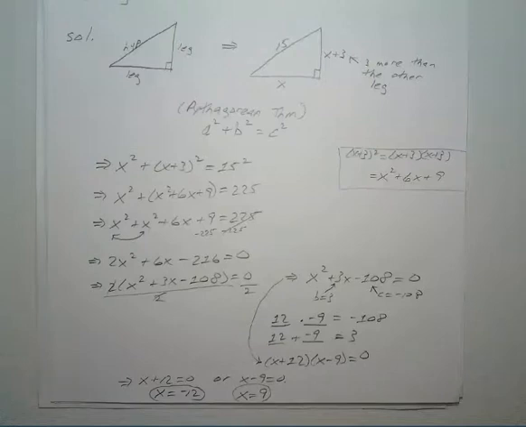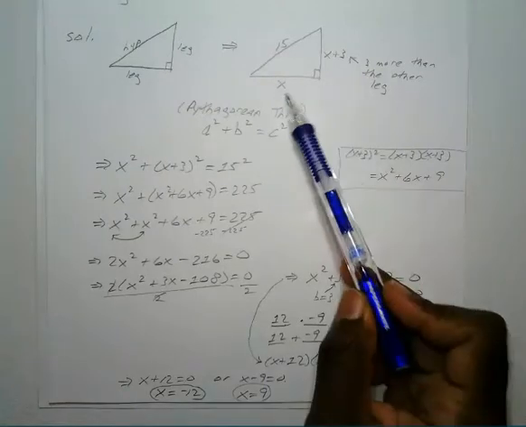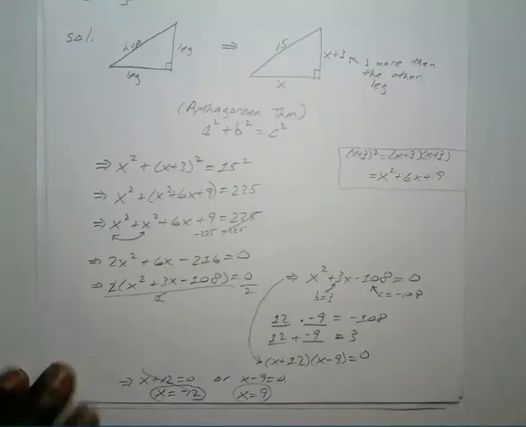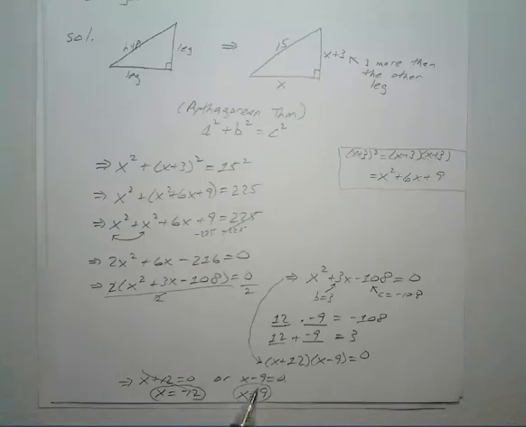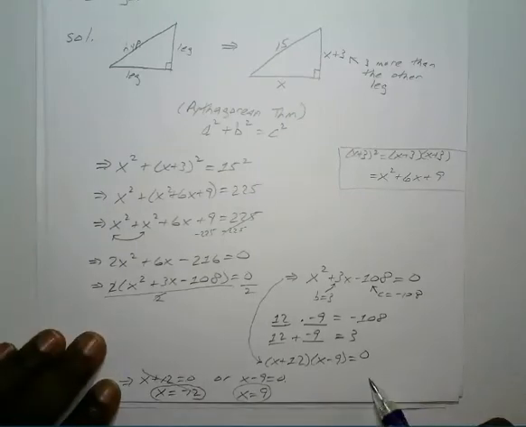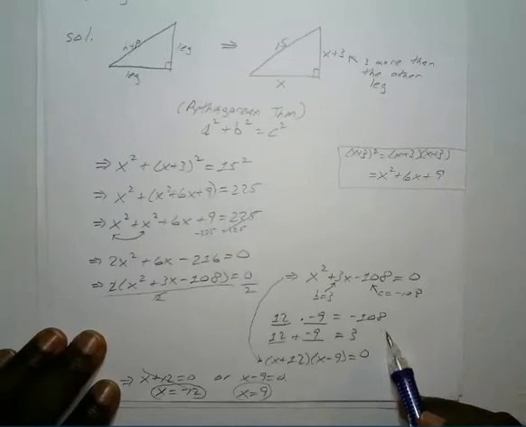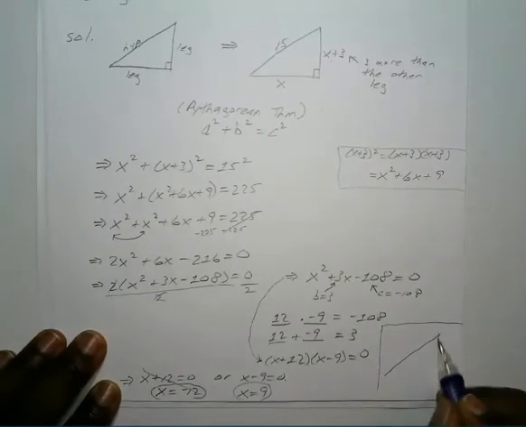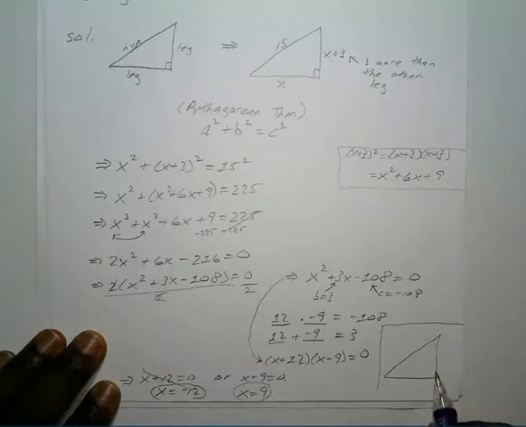Alright. Now the only problem is, if we plug in negative 12, we can't have a negative side. So that negative 12 disappears. But if we plug in 9, kind of give you an idea here. We're going to just redraw that.